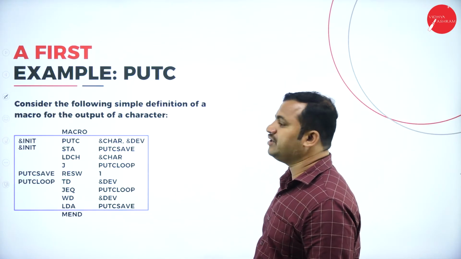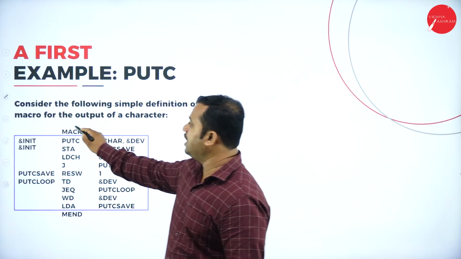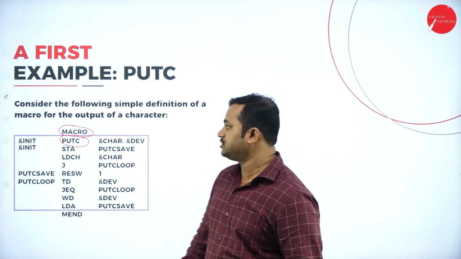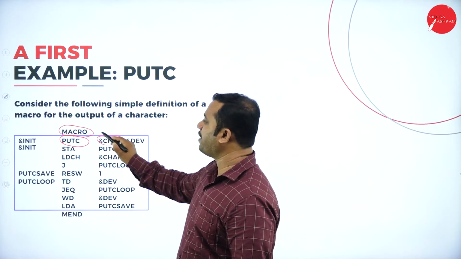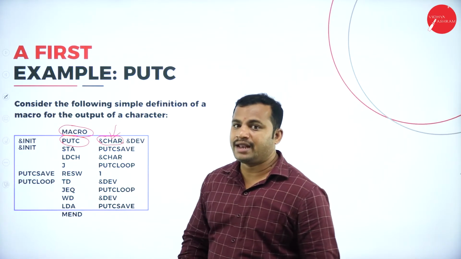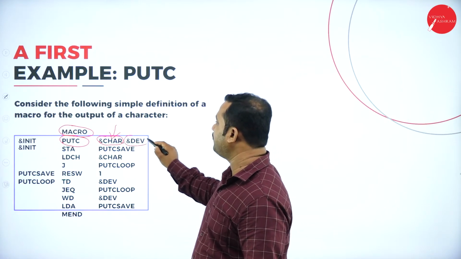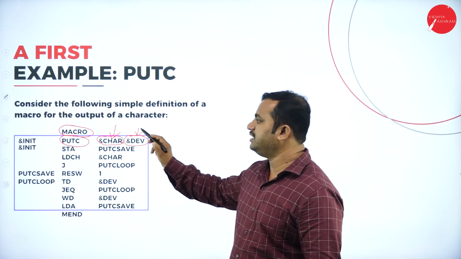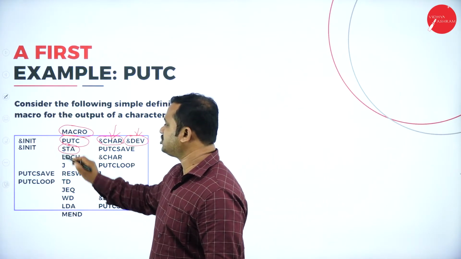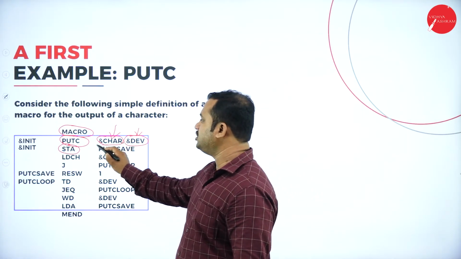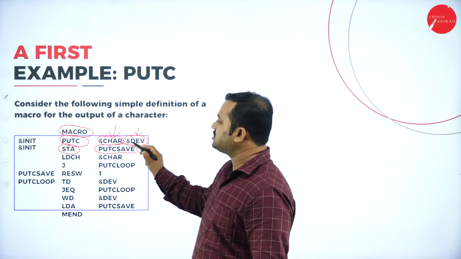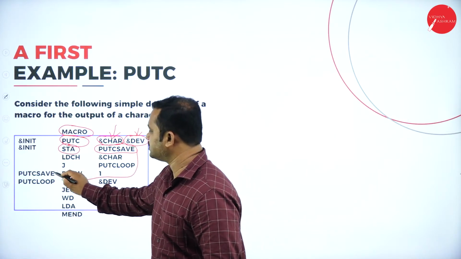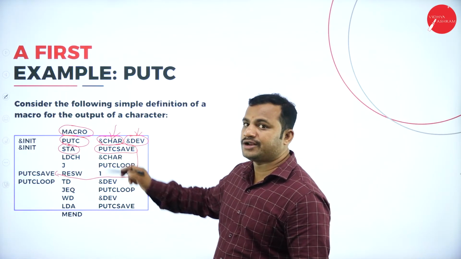Then moving on, we have an example here. This is a macro named putc, which prints a character and receives two parameters. One parameter is the character which needs to be printed, and the other is the device, ampersand DEV, which indicates from which device we need to receive the input. Then we have STA, which corresponds to store accumulator, which needs to be saved, that is putc save. That means it has to be saved. It is linked with this. There is a future reference.